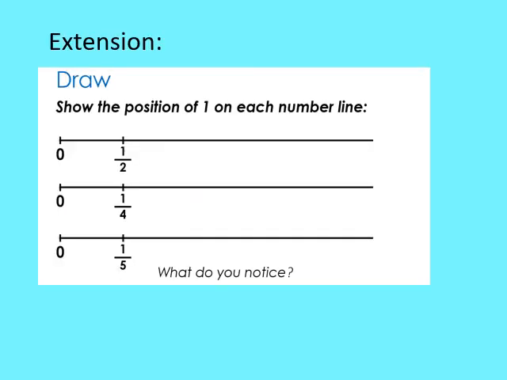And finally, there's an extension here for you if you would like to do it. So here you have 3 number lines, and it asks you on each one, you need to show the position of the number 1. So in the first one, it's told us where 1/2 is. You need to decide where you would put the number 1. On the second one, it's shown you where 1/4 would come. So where would you put number 1?